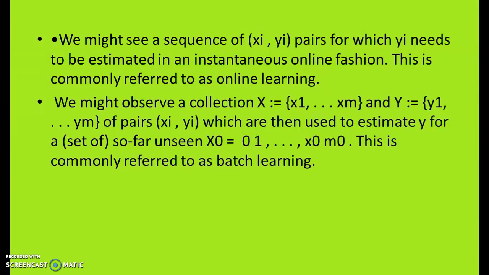We might see a sequence of x_i and y_i pairs for which y_i needs to be estimated in an instantaneous online fashion. This is commonly referred to as online learning. We might observe a collection X = x_1 to x_m and y_1 to y_m of pairs (x_i, y_i), which are then used to estimate y for a set of so far unseen x' = x'_1 to x'_m'. This is commonly referred to as batch learning.